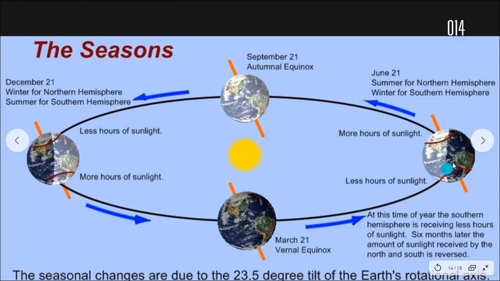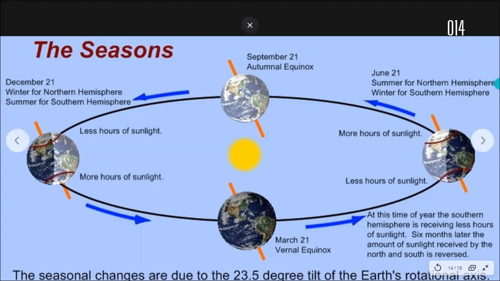Now, when we look at June, you have summer in the northern hemisphere, direct sunlight over the Tropic of Cancer, right? And the southern hemisphere, the South Pole, has night for 6 months, right?